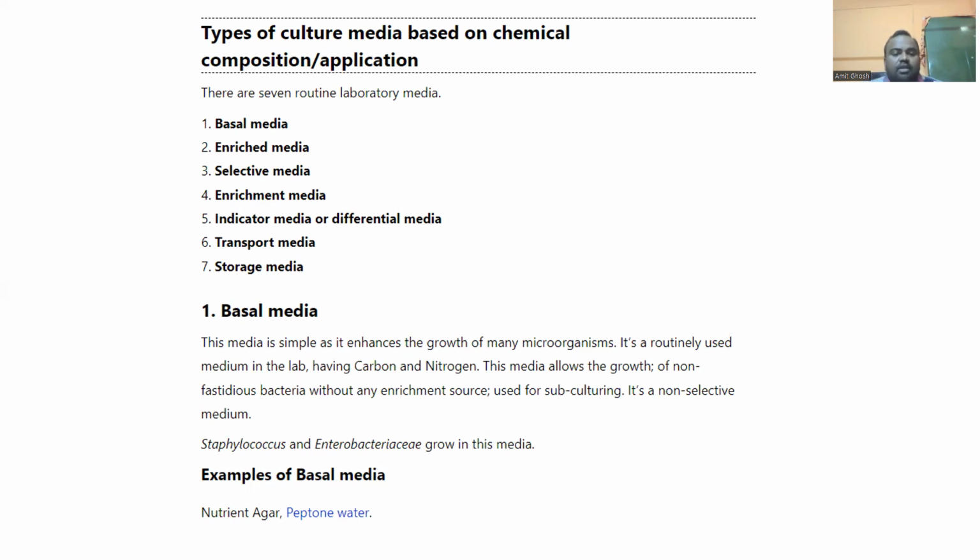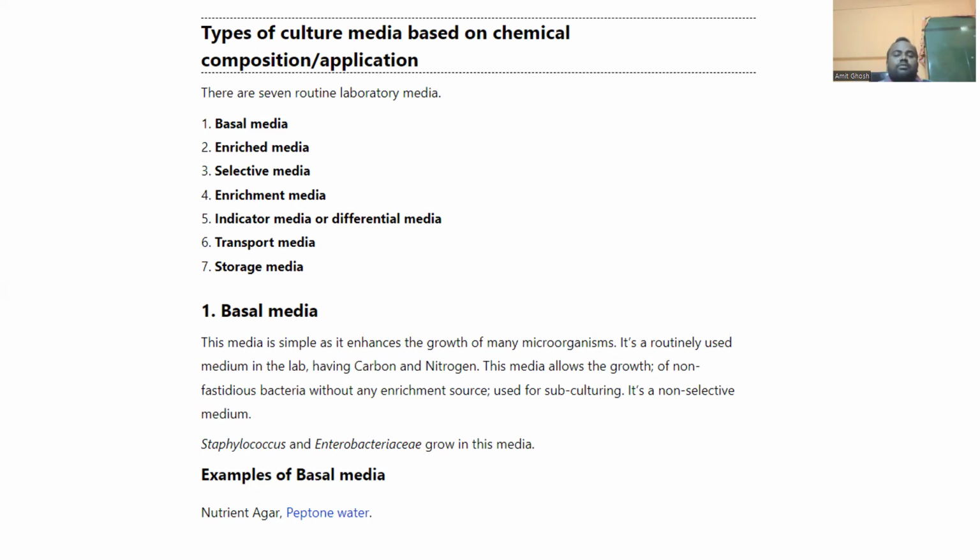So what is basal media? This media is simple as it enhances the growth of many microorganisms, and it is a routinely used medium in the laboratory. It has a carbon and nitrogen source, and this media allows the growth of non-fastidious bacteria without any enrichment source. It is used for subculturing, and it is a non-selective media. Staphylococcus and Enterobacteriaceae mostly grow in this media.